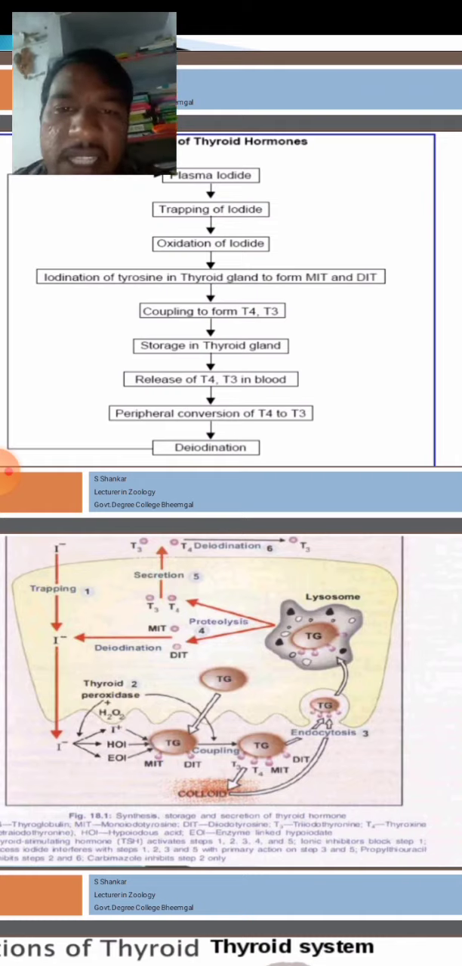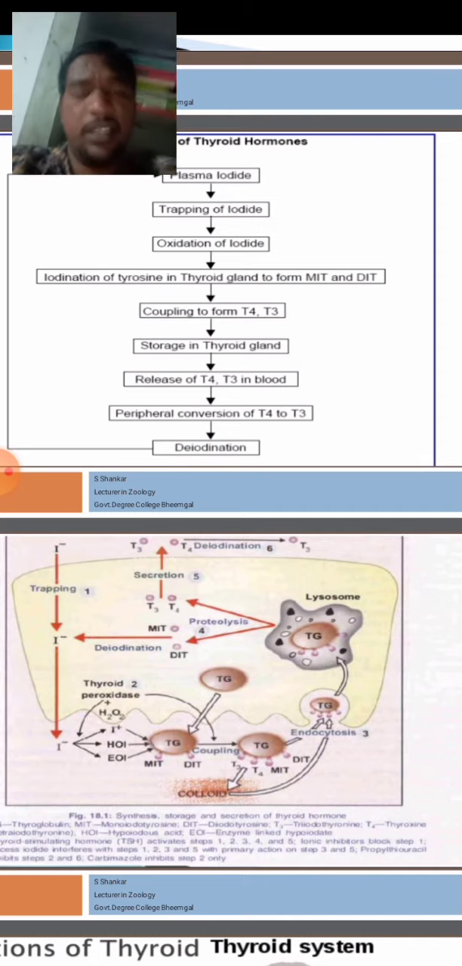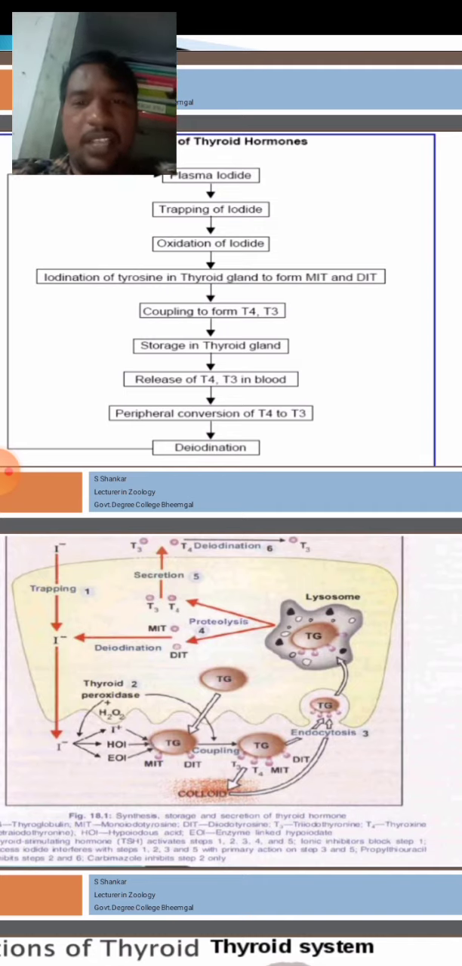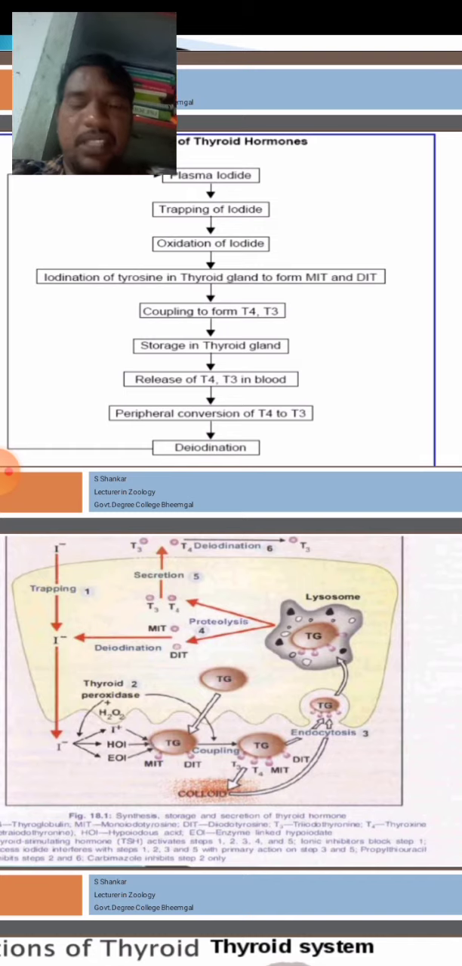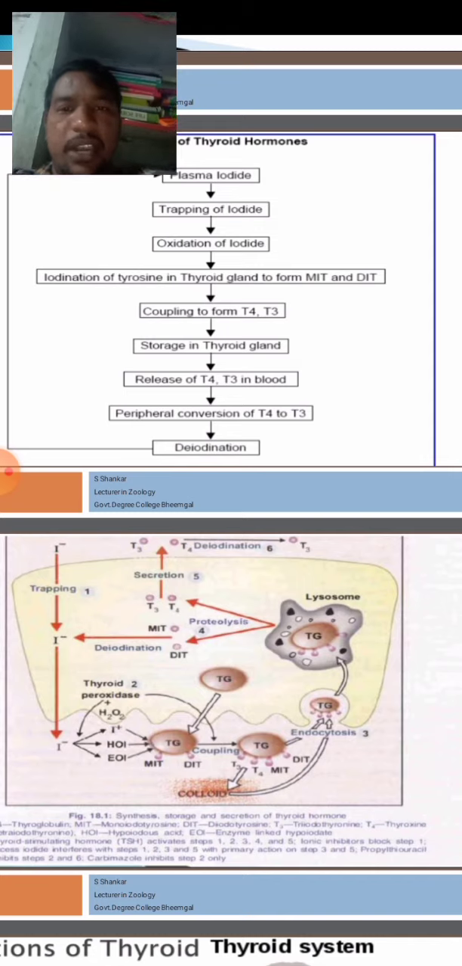Release of tetraiodothyronine and triiodothyronine into the blood. Peripheral conversion of T4 and T3. The plasma iodide and deiodination.